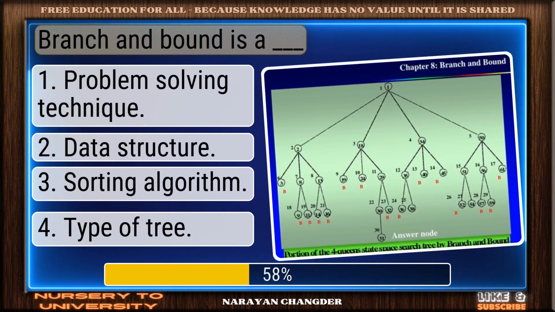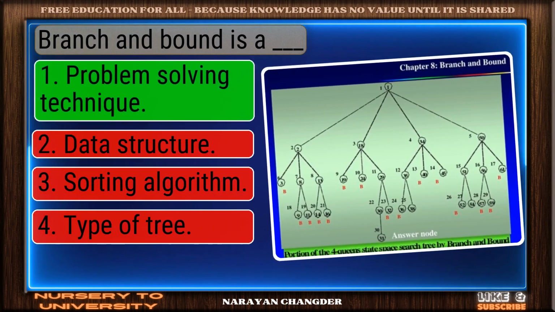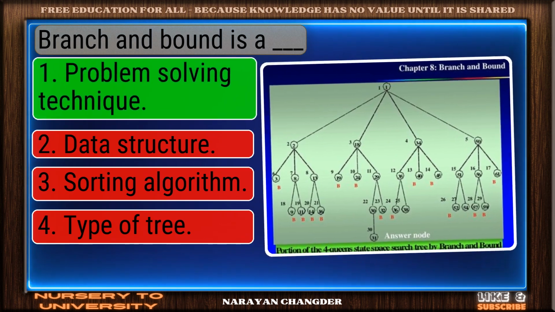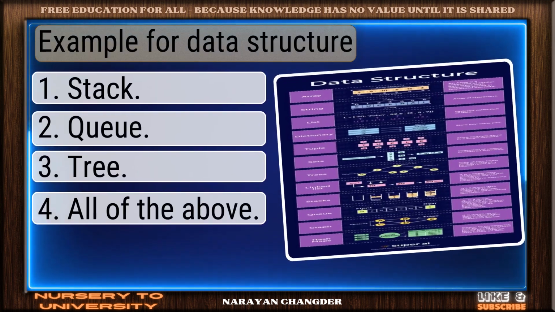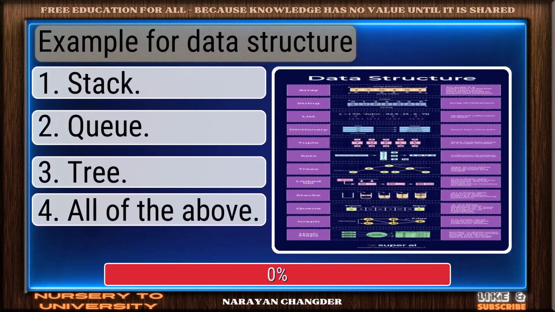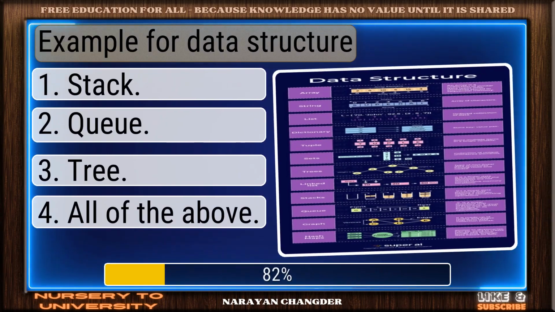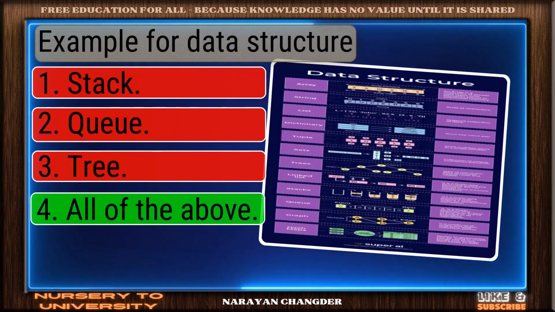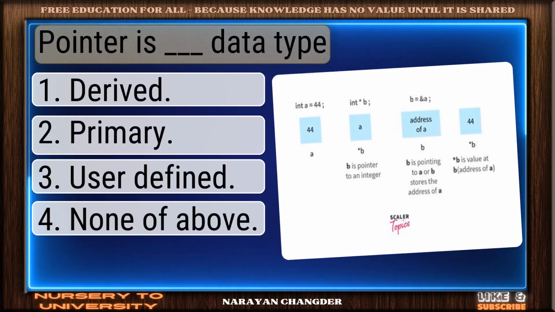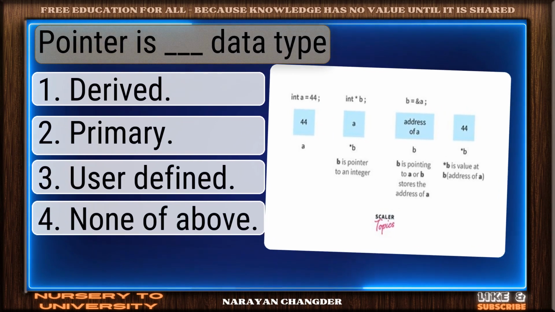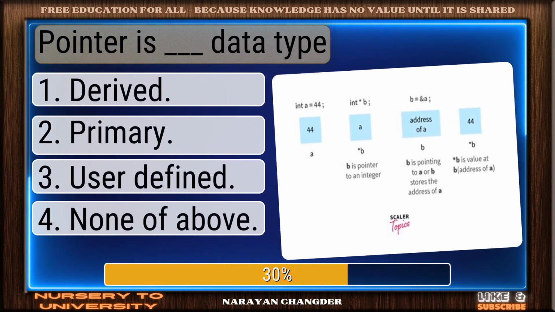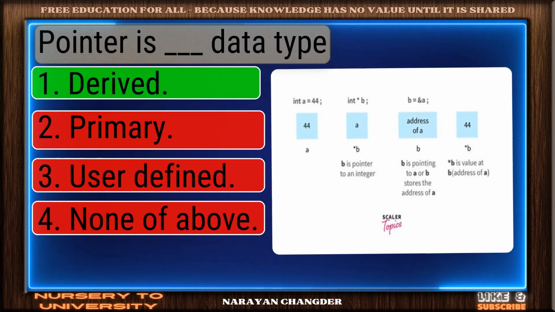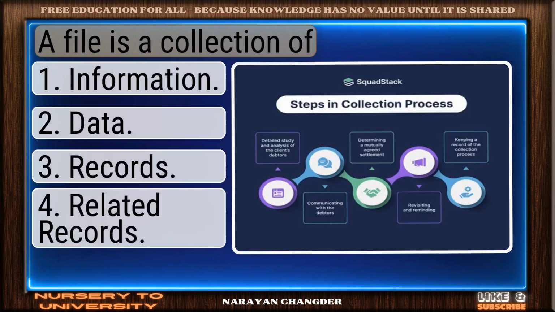Well done. Problem-solving technique is the right choice. Question number 52, example for data structure. Smart pick. All of the above is the correct choice. Question number 53. Pointer is dash data type. Nice work. You chose derived and it is correct.